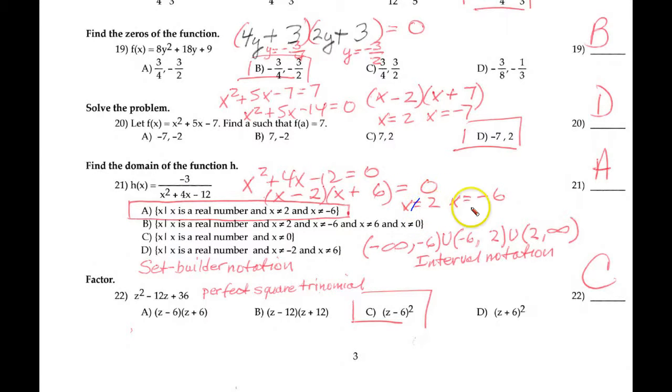We also cannot use a -6, because a -6 would make this a 0 as well. So in set builder notation, we say then that x is a real number, but x cannot be a 2, and x cannot be a -6.